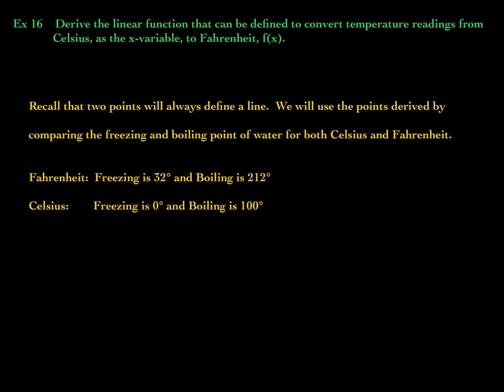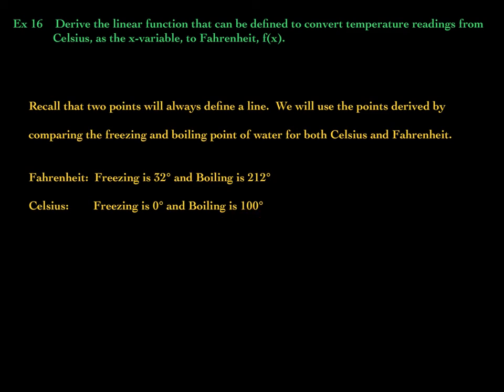So, in order to find the slope, we need 2 points. Recall that 2 points will always define a line. When you're talking about a line, you need 2 points to find the slope. So we're going to use these 2 points derived by comparing the freezing and boiling point of water for both Celsius and Fahrenheit, because that's what we're talking about in this problem. For Fahrenheit, freezing is 32 degrees, boiling is 212 degrees. Celsius, freezing is 0 degrees, and boiling is 100 degrees.